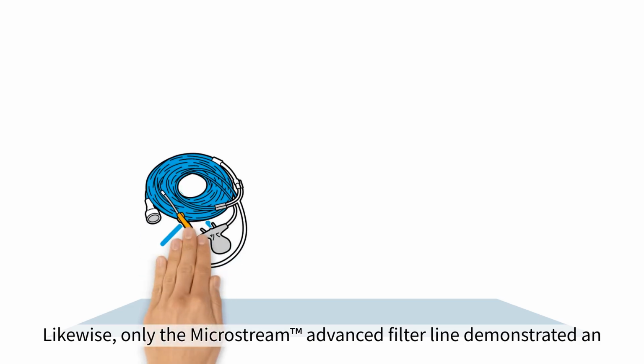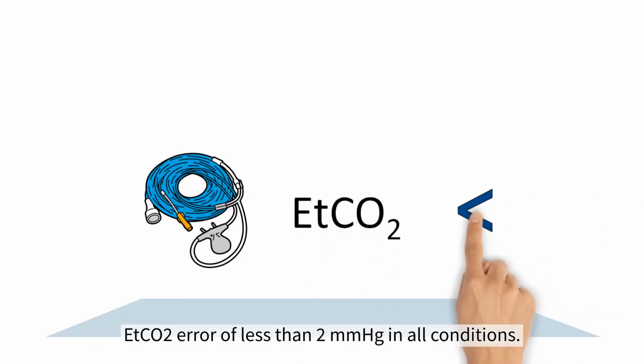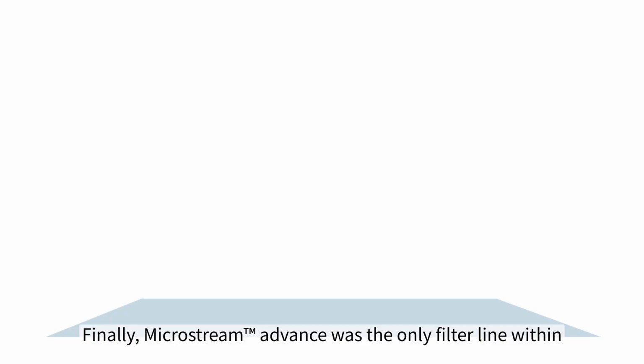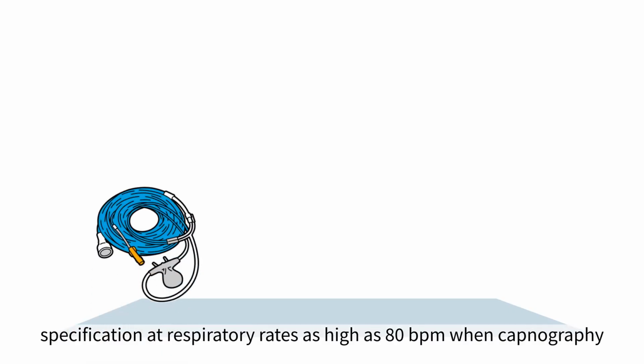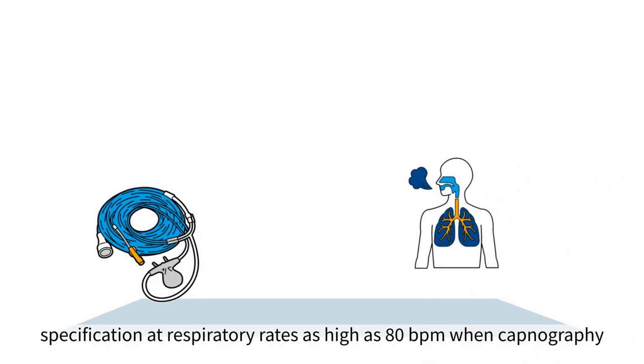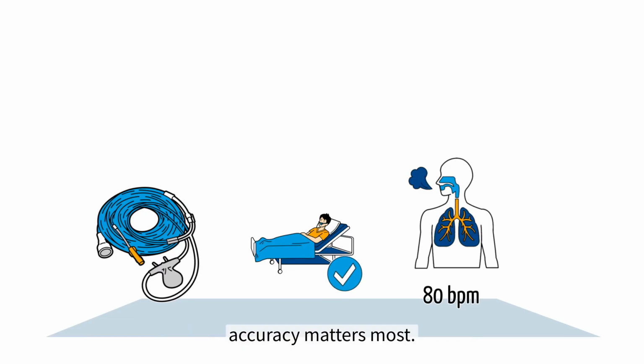Likewise, only the Microstream advanced filter line demonstrated an EtCO2 error of less than 2 millimeters mercury in all conditions. Finally, Microstream Advance was the only filter line within specification at respiratory rates as high as 80 breaths per minute, when capnography accuracy matters most.